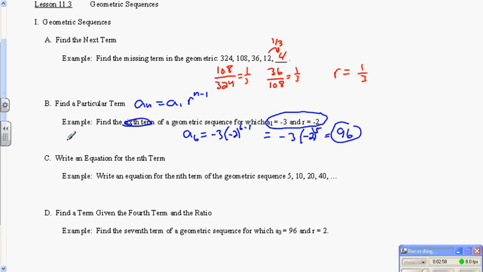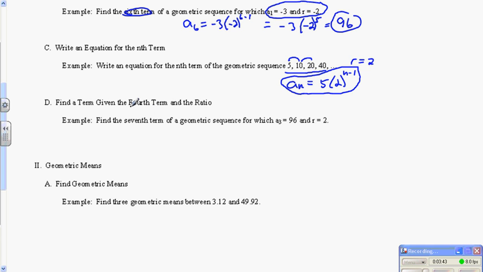Write the equation for the nth term of a geometric sequence. Here's our order. So if we look at this, what is r? Well, 10 divided by 5, 20 divided by 10, our r must be 2. Okay, so our equation would be a sub n equals our first term, our r is 2, and n minus 1. And this is considered our equation for the nth term.